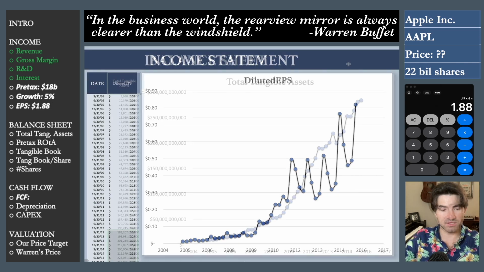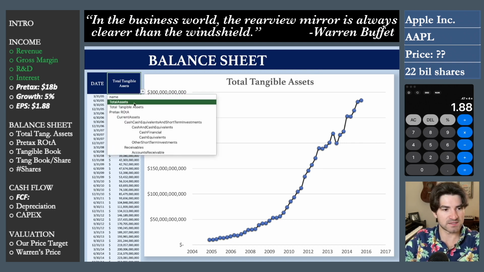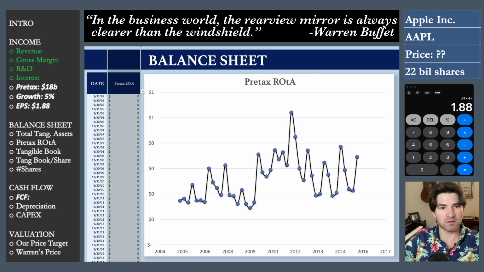Let's go through the balance sheet. All right, so one thing I like to look at, and I learned this from listening to Warren Buffett and reading everything I could about him, is total tangible assets. And not just total tangible assets in a vacuum, but looking at return on those assets. Because I've talked about this before. Return on tangible assets, let me pull up return on tangible assets, is a great way to measure how good management is at allocating capital.